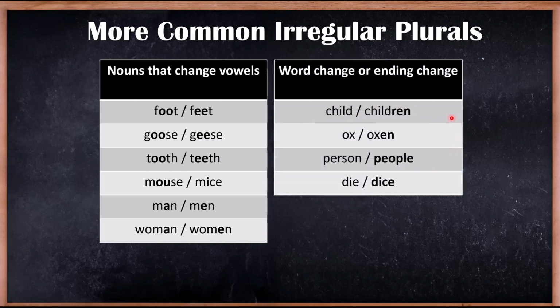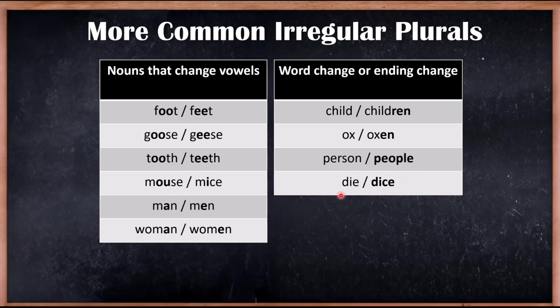There are also some plurals where the word changes or the ending changes. And again, you have to memorize these. One child, two or more children. Childs is not a word. We have ox, oxen. We have person, but the plural form is people. One person, two or more people.